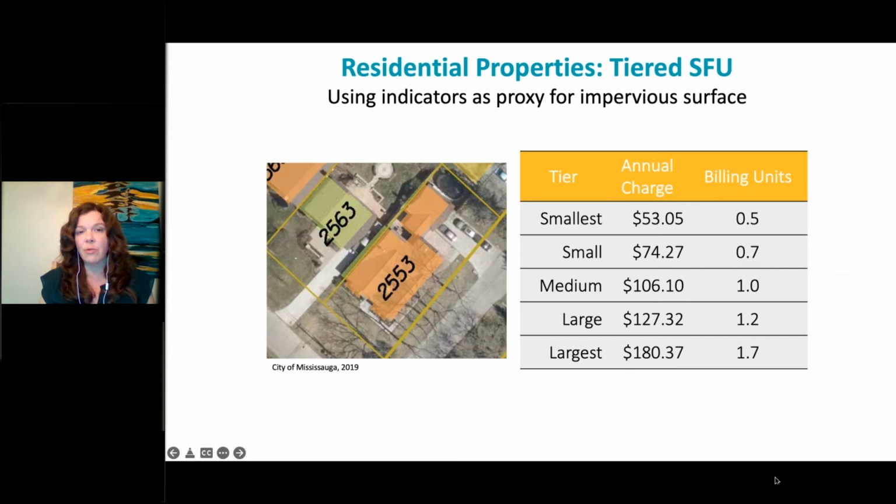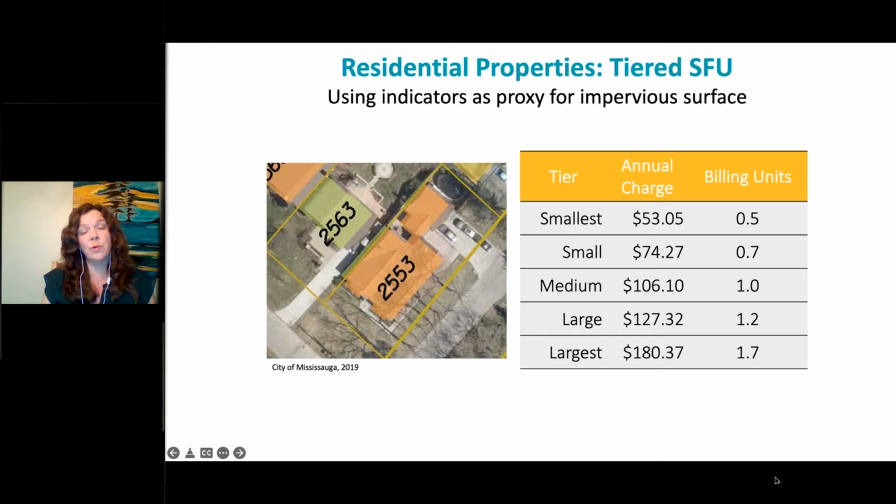So for residential properties, we based the amount of hard surface expected to be seen on a property on roof area. And that's for two different reasons. We found while we were doing this analysis that there was a very good correlation, at least in Mississauga, between total roof area on a property and total hard surface. So, you know, including also the driveways, the pathways, all of that.